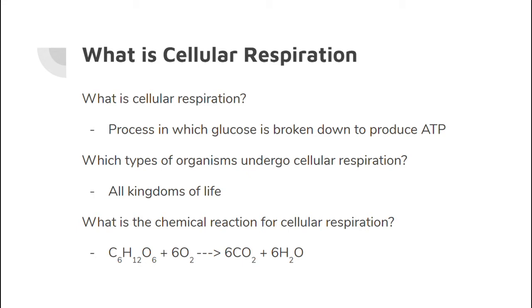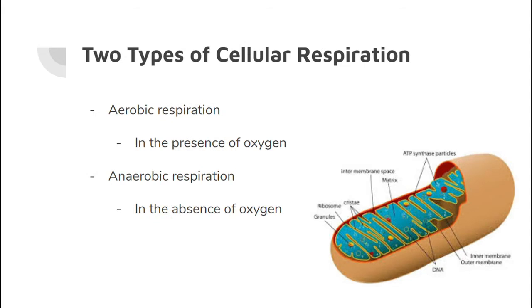What is the chemical reaction for cellular respiration? This is going to be glucose plus oxygen, and those are our reactants. Our products are going to be carbon dioxide and water. If you look closely, you're going to notice that the reactants for cellular respiration are the products for photosynthesis, and vice versa.